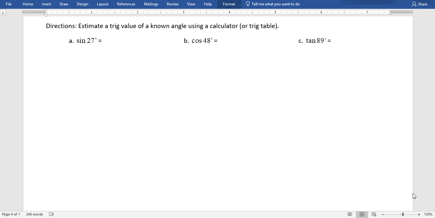Let's do some math. This video is going to be about more trigonometry, and in particular, we're going to solve for side lengths of a triangle using trigonometry. To be able to do this, we need to be able to type these things into our calculator. We need to be able to estimate a certain trig function at a specific known angle. So the directions say to estimate the trig value of a known angle using a calculator or a trig table.